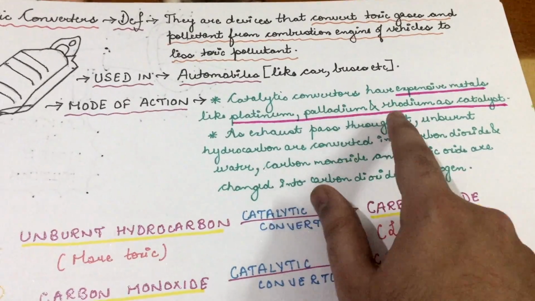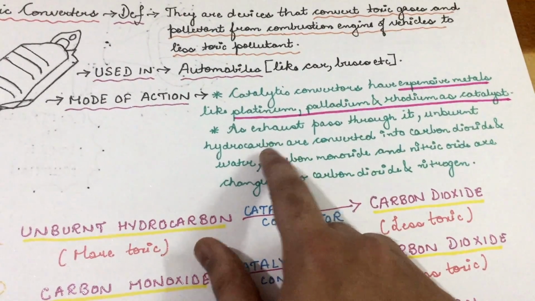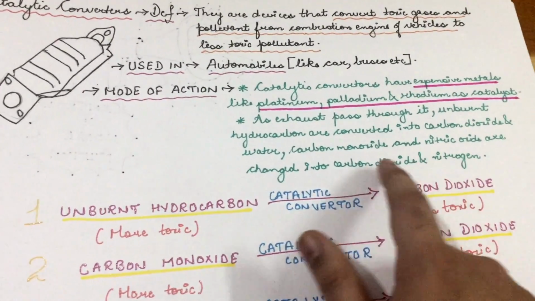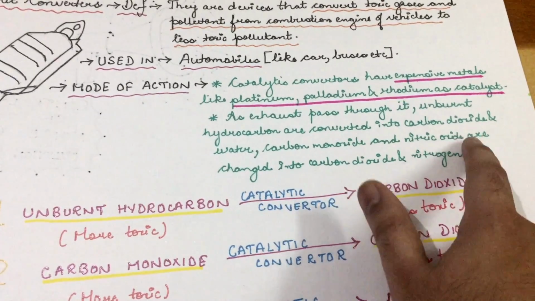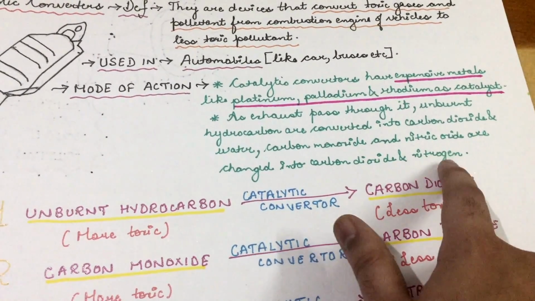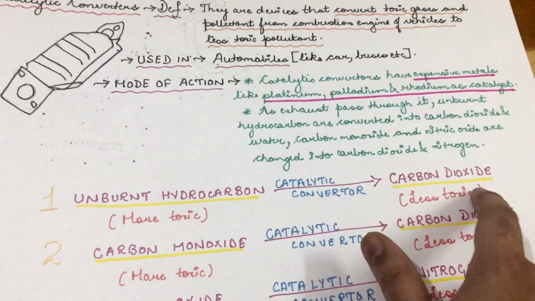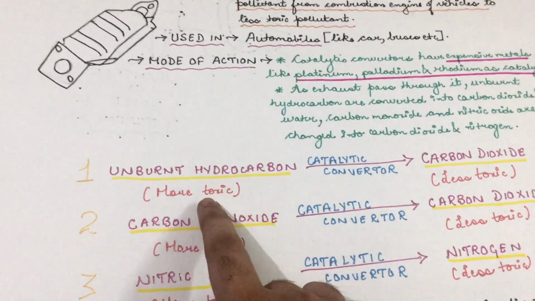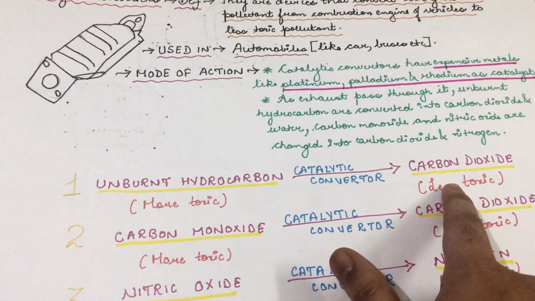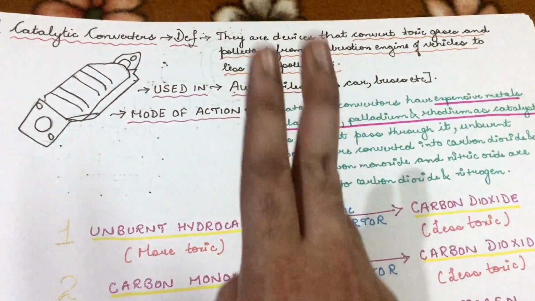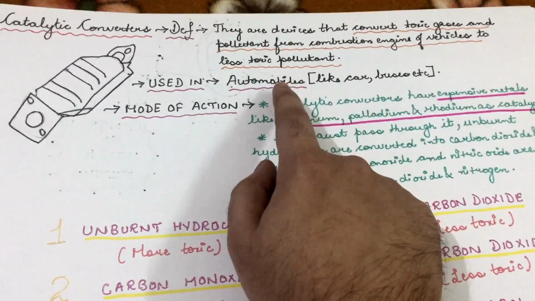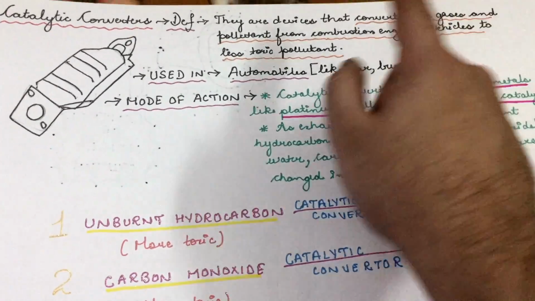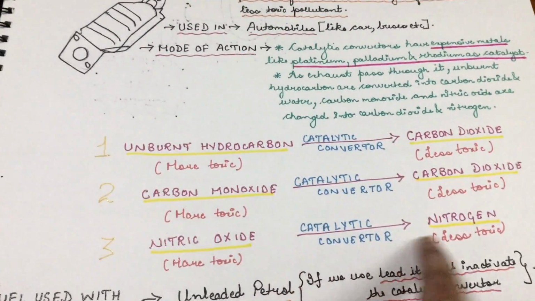So as exhaust passes through the catalytic converter, unburnt hydrocarbons are converted to carbon dioxide. Carbon monoxide is converted to carbon dioxide and nitric oxide is converted into nitrogen. Means more toxic products are converted to less toxic products. So in catalytic converters, two points are important. It is used in the combustion engine of automobiles like cars and buses, and it converts more toxic gases into less toxic gases. And we should know these three processes.